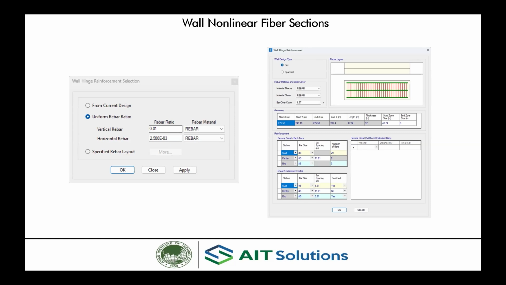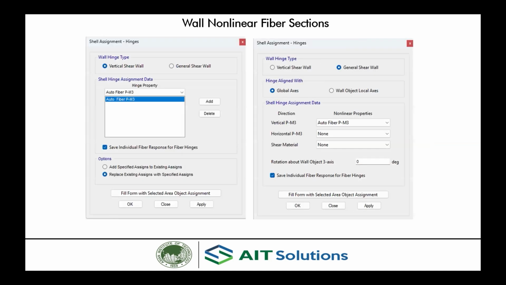Now, the steps would be to tell the program what the reinforcement is for a particular element, and then assign an auto hinge, and the program will use that reinforcement information and the auto hinge to create a hinge for you. So how does the hinge look?